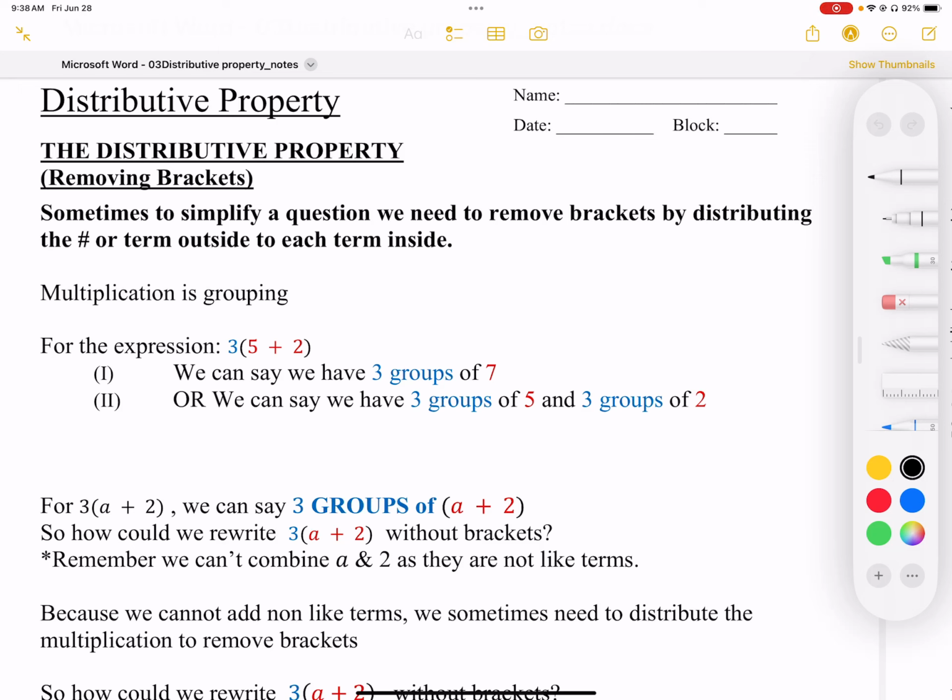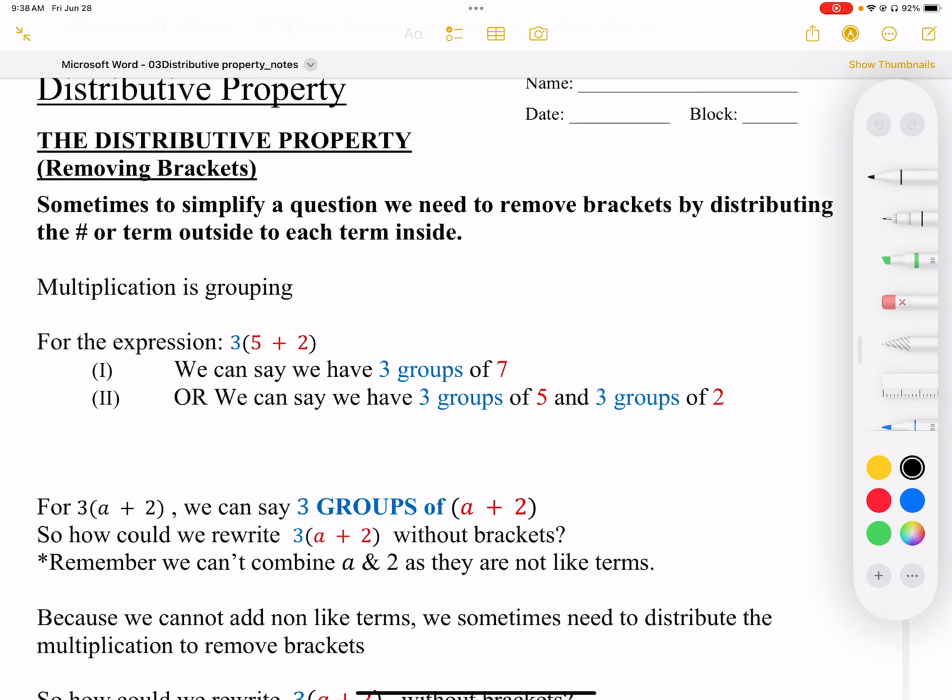The distributive property is when we remove brackets from expressions. And the distributive property basically allows us to count up groups properly. So when we put things in brackets, we're putting them into groups. And when we have numbers outside those brackets, we need to count those groups properly. And we need to do this by distributing.